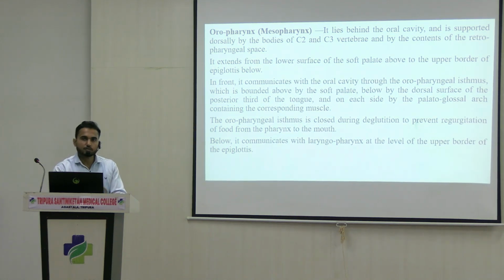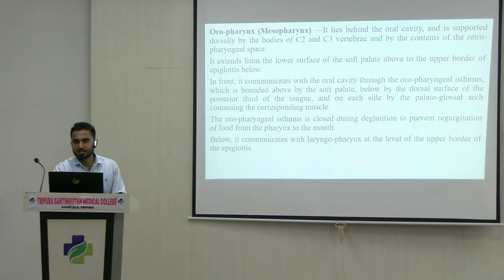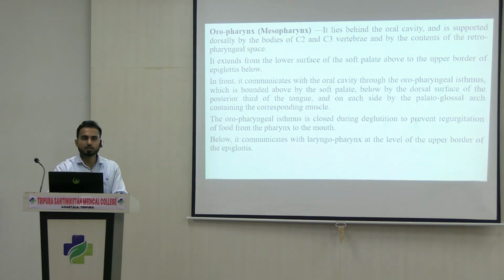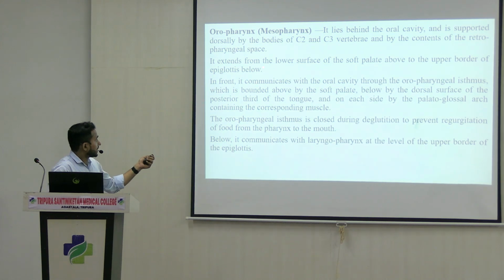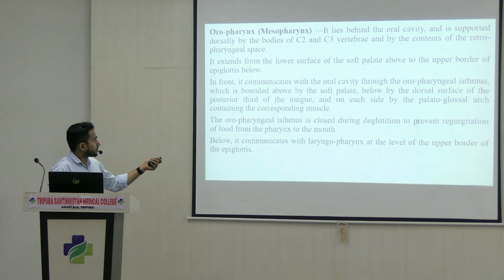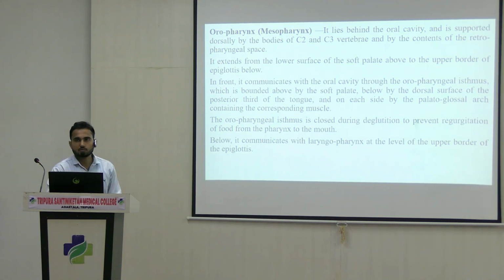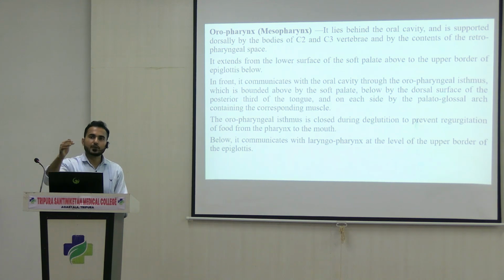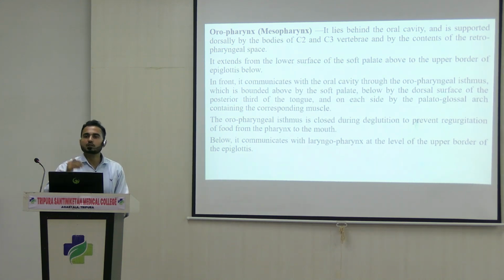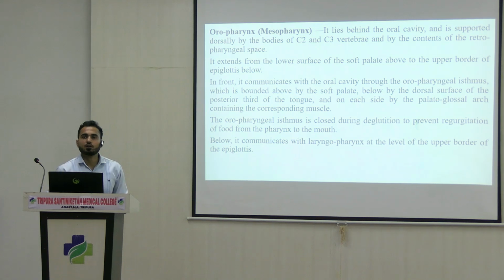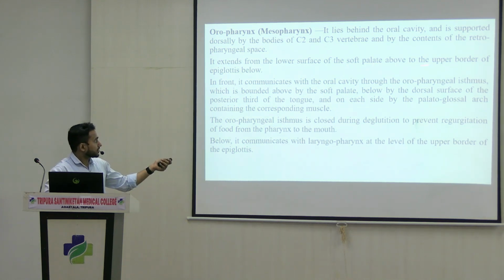Now from where to where is the oropharynx extended, what is the extent of the oropharynx? As you can see, it extends from the lower surface of the soft palate above to the upper border of the epiglottis below. So the lower border of the soft palate to the upper border of the epiglottis, that is the extent of the oropharynx. Very important line. Lower surface of the soft palate, upper border of the epiglottis, that is the extent of the oropharynx.